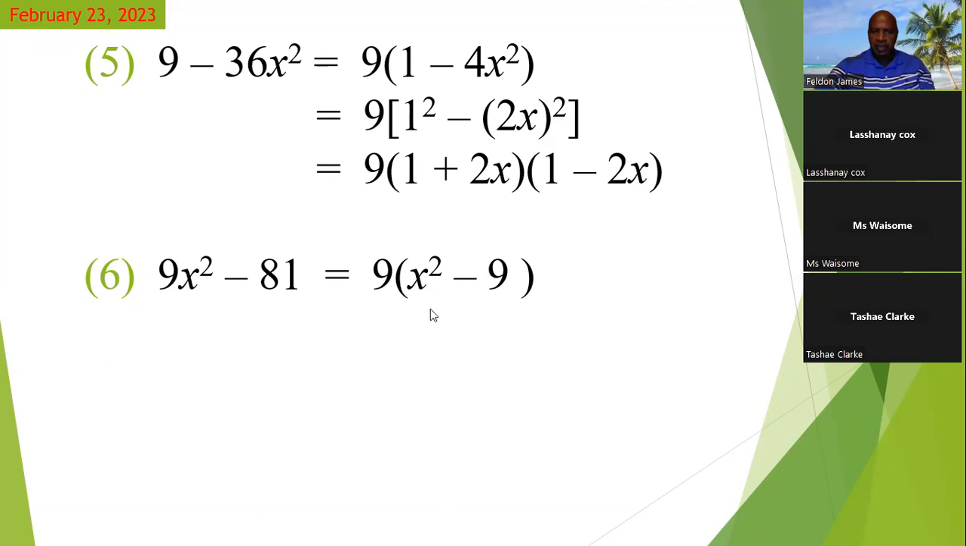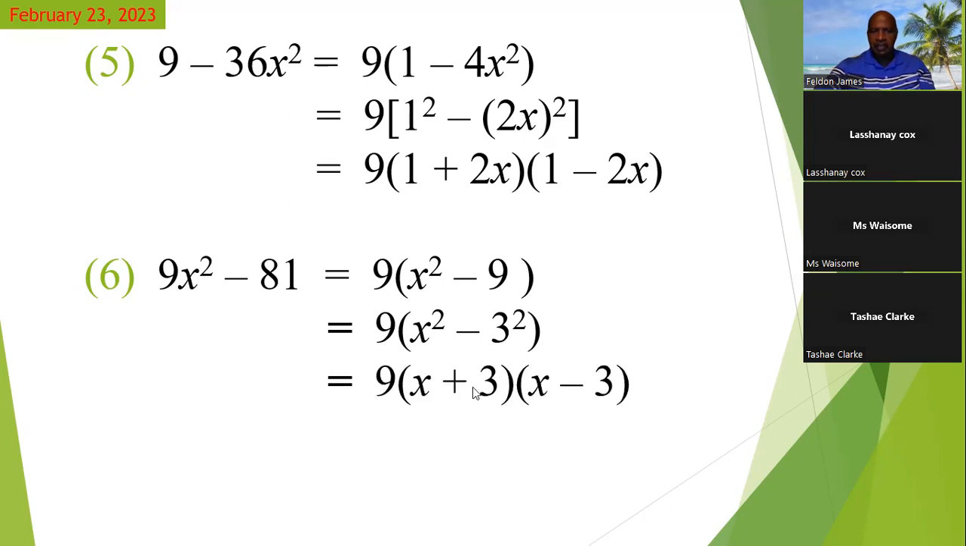Then what remains in the bracket would be a difference of squares, because we see that this 9 in the bracket can be written in square form as 3 squared. So we would have 9 bracket x squared minus 3 squared. Factorize the difference of squares in the bracket, we get x plus 3, x minus 3. So the factorized form would be 9 times x plus 3 times x minus 3.